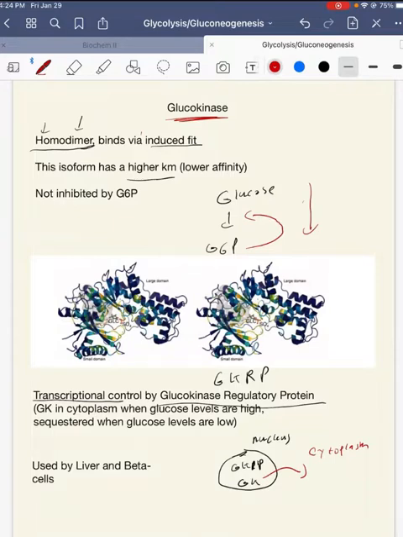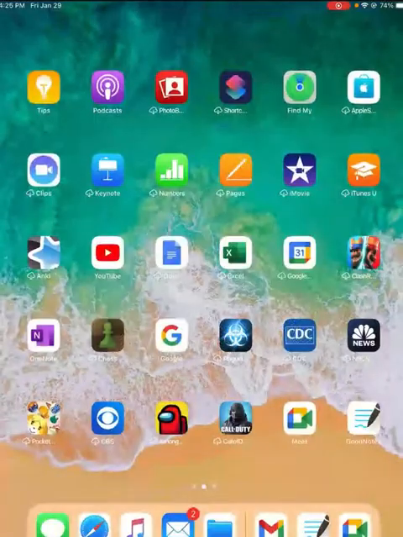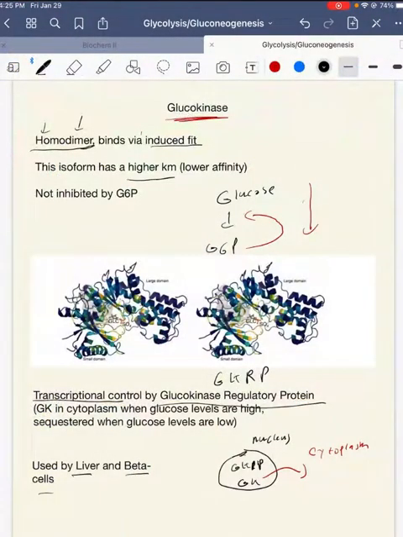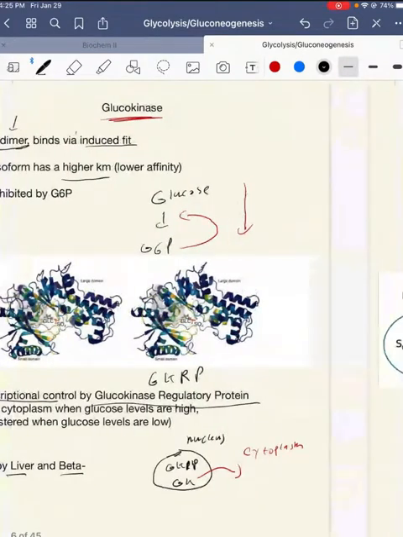If we have low blood glucose levels, it sequesters it in the nucleus, because we don't want to run glycolysis if we have low blood glucose levels. Like I said, this enzyme is used by the liver and beta cells of the pancreas. Sorry. Do you guys have any questions on that? Okay.